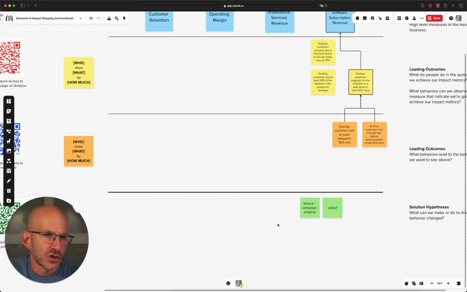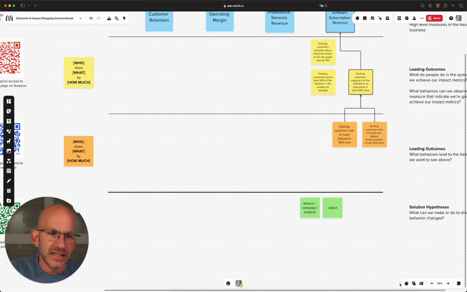A feature, a solution, an application, a campaign or an initiative or a product or whatever it is that we want to build. And we can talk about the various products that we have or the products that we want to build and how they might connect to these activities. That's kind of a bonus. It's an add-on that starts to move us back into the conversation around output.